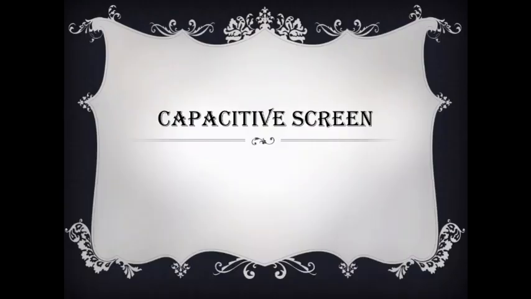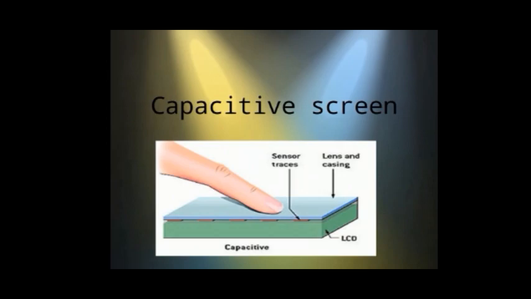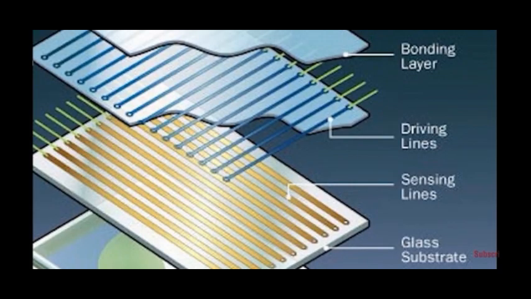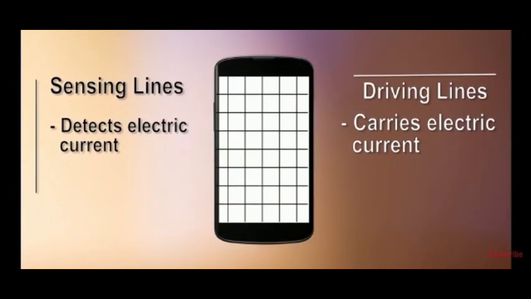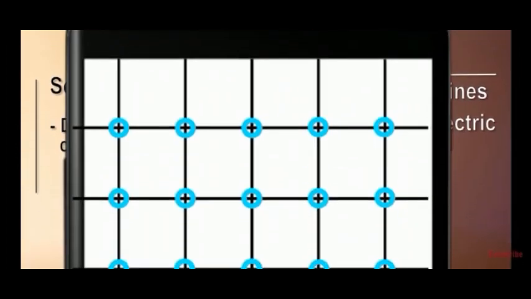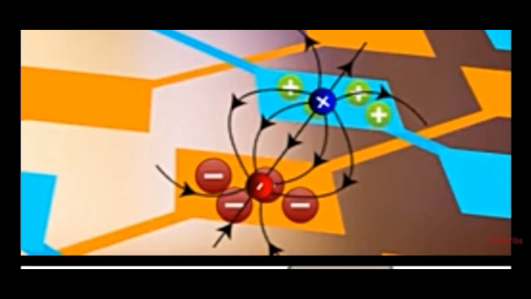And the second nomination is Capacitive Screen. In capacitive touch screen, instead of coating, thin wires are used. In a grid manner, they are arranged like some wires in a horizontal manner and some in the vertical manner. One is the sensing line which detects the electric current, and the second is the driving line which is the carrier of the electrical current. The place where they meet, an electrostatic field is created. Driving lines have electrons which generate a negative electric field, and sensing lines build positive charge.